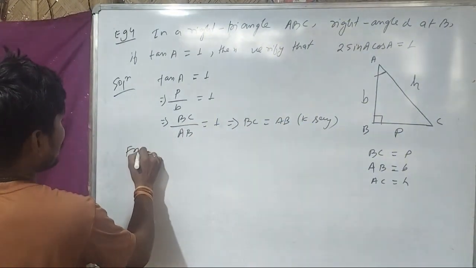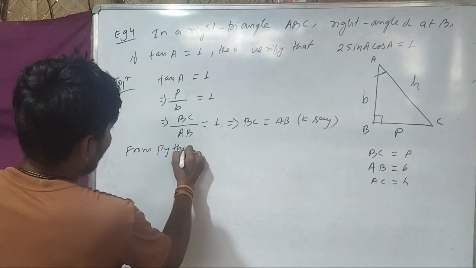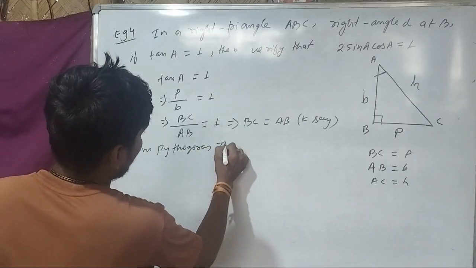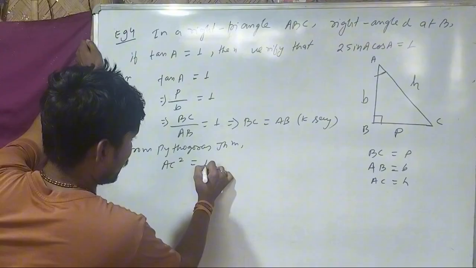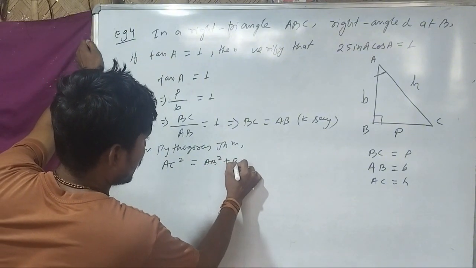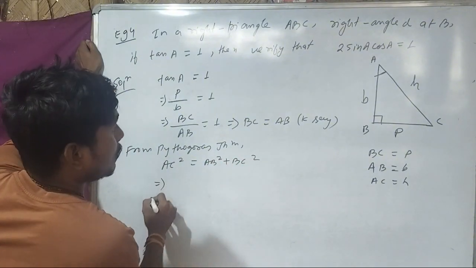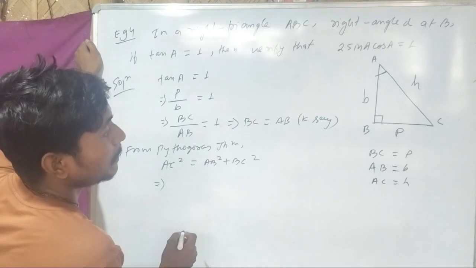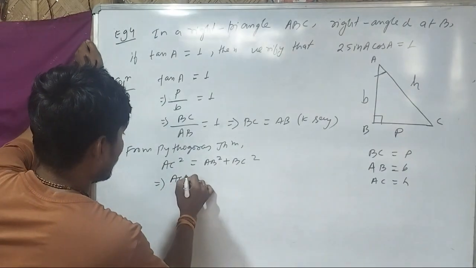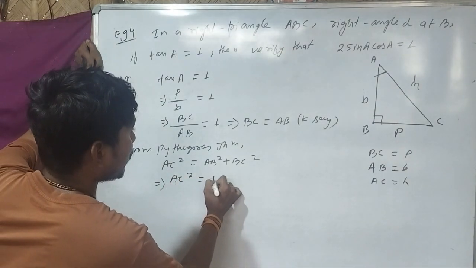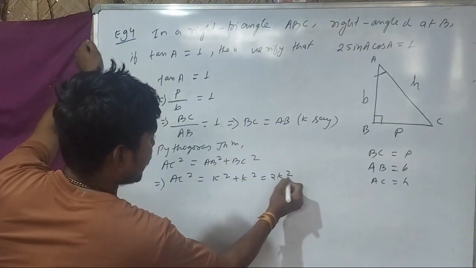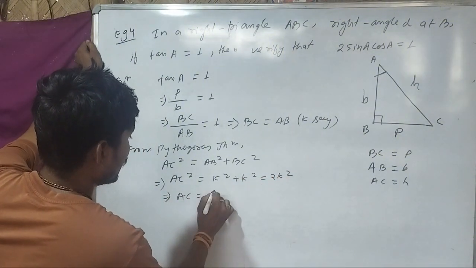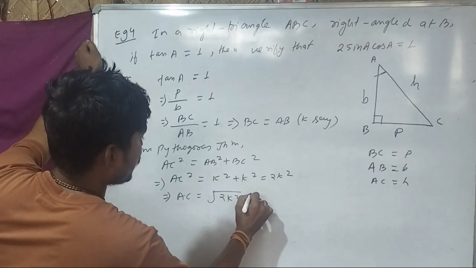So from Pythagoras theorem, we can write hypotenuse square AC square equal to AB square plus BC square. Now BC and AB are given. AC square equal to AB square, which is k square, plus k square, that is 2k square. So AC will be how much? Root over 2k square.